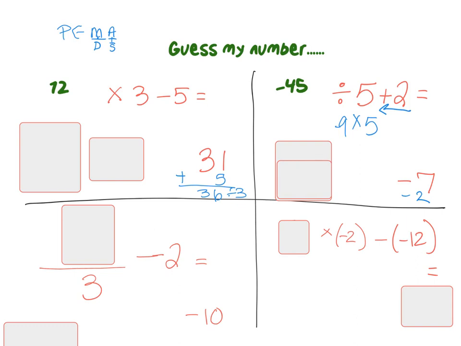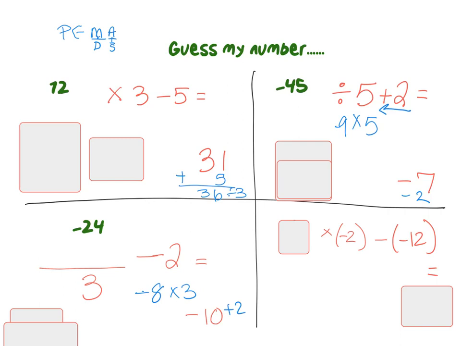The -2. How do I undo minusing? So if I add 2 to -10, what do I get? Oh, wait. -8. All right. Now, I have to undo the division. What am I going to do to the -8? Multiply by 3. And what do I get? -24. Nice.